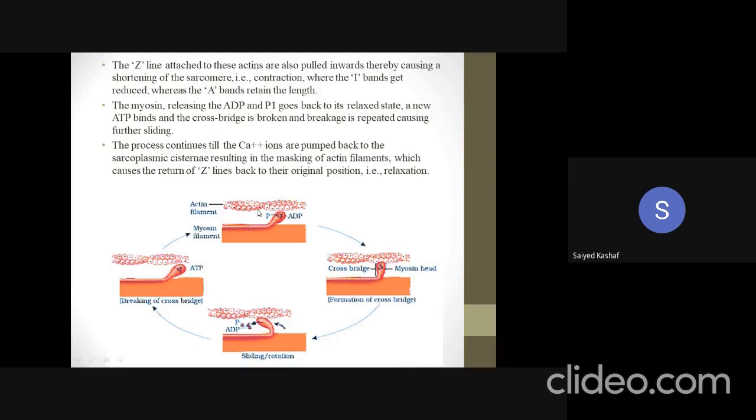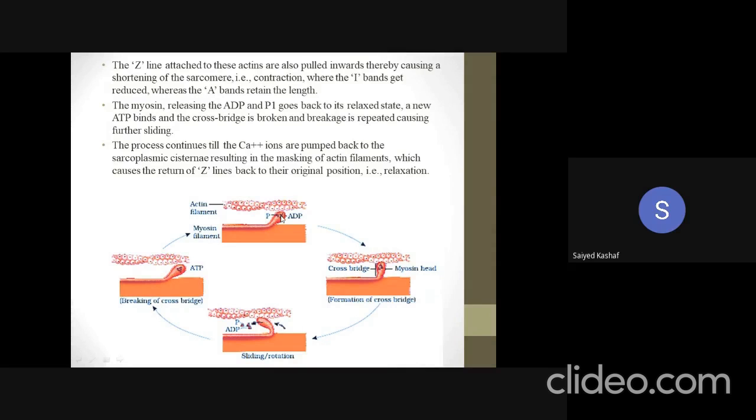So from here, we will discuss how the cross bridge formation takes place. As we all know, ATP binds to the myosin because myosin contains two sites: one is the actin binding site and another is the ATP binding site. So what happens when ATP binds to the myosin head? It converts the ATP into ADP and one inorganic phosphate, which remains attached to the myosin head here.